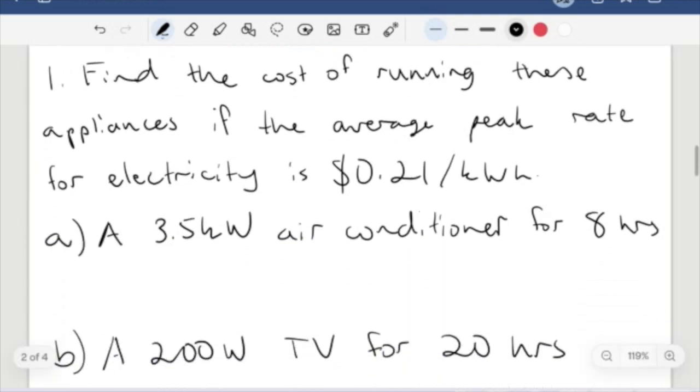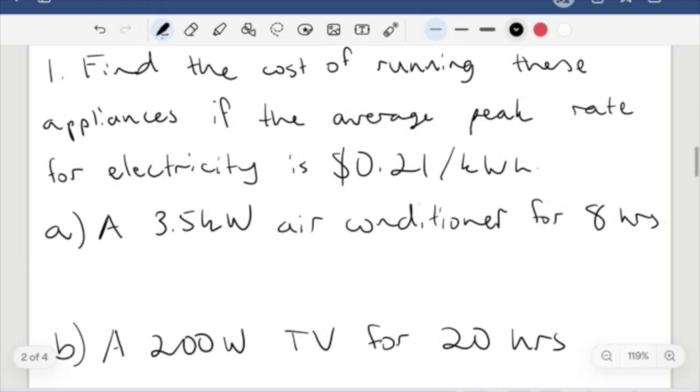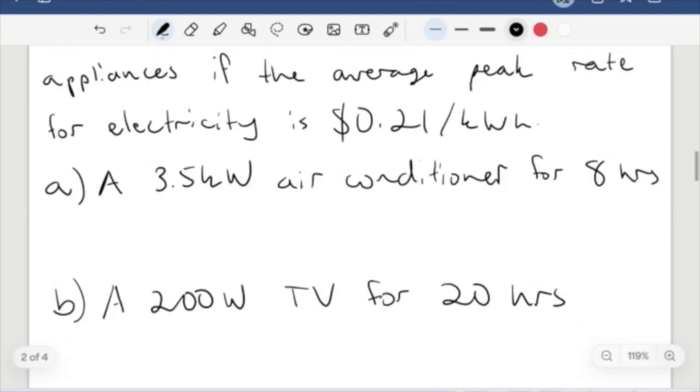The first one asks us to find the cost of running these appliances if the average peak rate for electricity is $0.21 per kilowatt hour. So the first thing we're going to do is note that they are charging us, like with any rate, 0.21 per 1 kilowatt hour. So this is just for 1 hour used here. Now, here we have the amount of kilowatts used, 3.5, and we have 8 hours here.